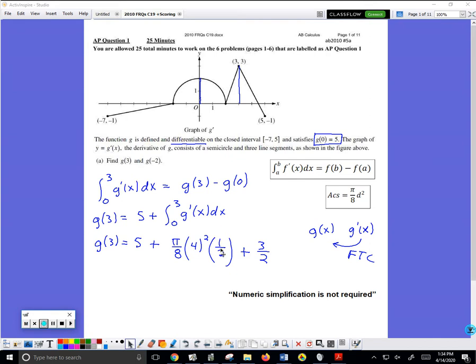The way points are awarded on this particular problem, if you have this statement for g of 3, you'll get 2 points. 1 point is for remembering that you needed to have 5 plus, that's right here, and then this expression would be the second point. So 2 points total for finding g of 3. I'm going to copy this.